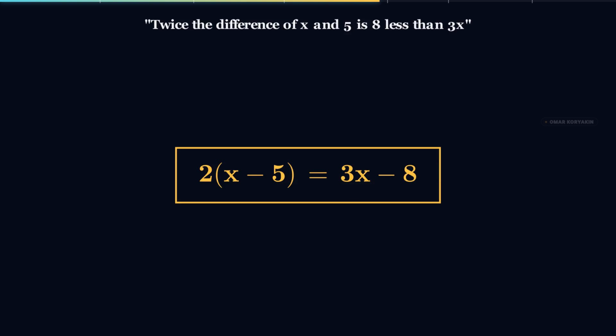As a bonus check, you could now distribute the 2 on the left side to get 2x minus 10 equals 3x minus 8, then solve to find x equals negative 2, completing the full translate, then solve workflow that the rest of the algebra course will train extensively.